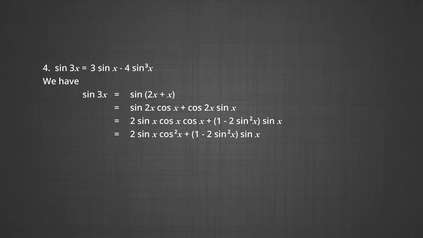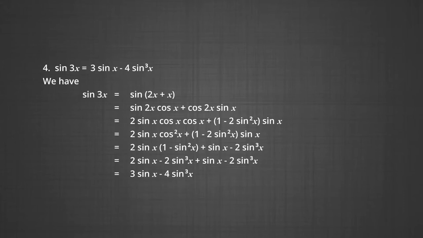Now, we again simplify by opening the bracket. So, sin 3x is 2 sin x minus 2 sin cube x plus sin x minus 2 sin cube x. Adding the like terms, we get sin 3x is 3 sin x minus 4 sin cube x. Next, we will see how to derive the formula for cos of 3x.